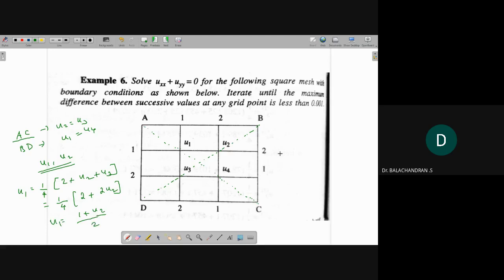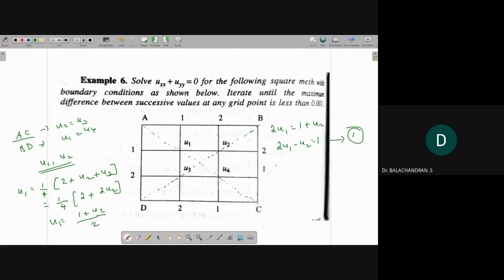So cross multiply, I will write here 2u1 equal to 1 plus u2, or 2u1 minus u2 equal to 1. So this is equation 1.